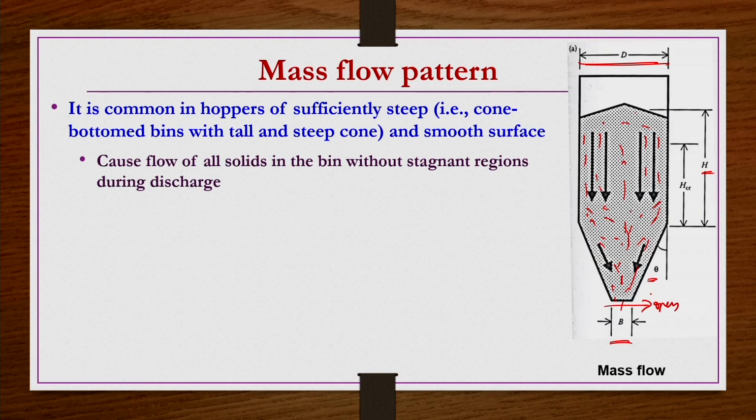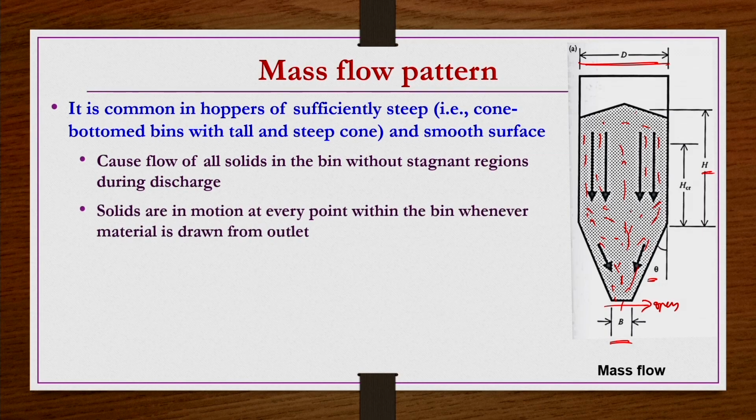When you start opening, the flow is initiated. The very first layer at the bottom comes out, a disturbance is created, and that is transferred to the entire area occupied by solids, and then the entire material will be under flow conditions. Solids are in motion at every point within the bin whenever the material is drawn from the outlet. So, such a free flow pattern is possible in mass flow. Flow is further uniform. You can expect a uniform flow rate. You may not expect a varying flow rate.